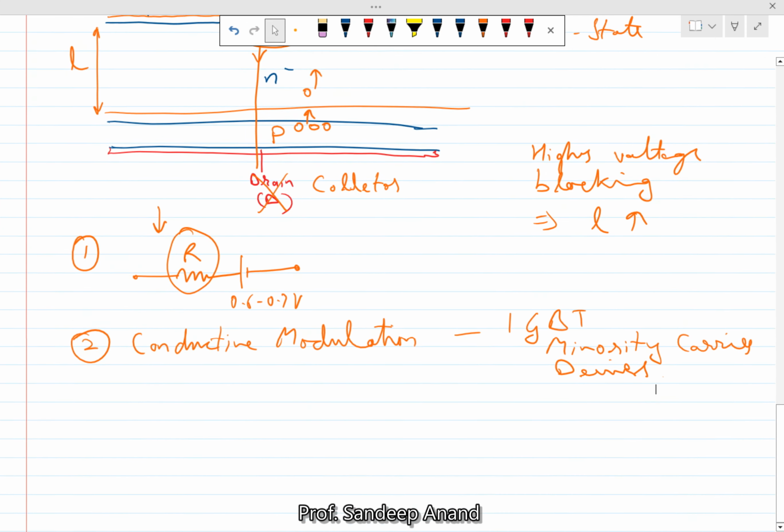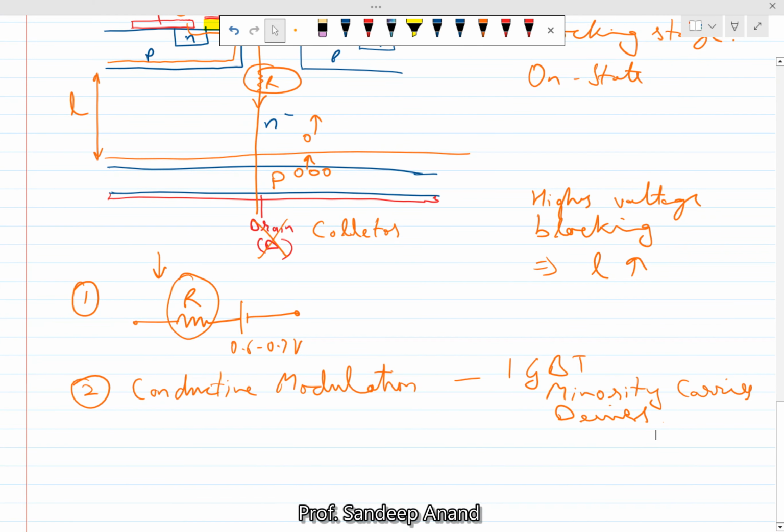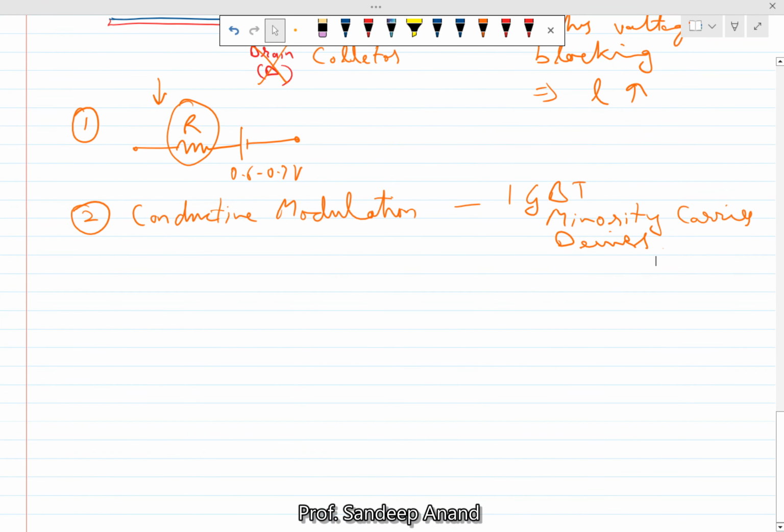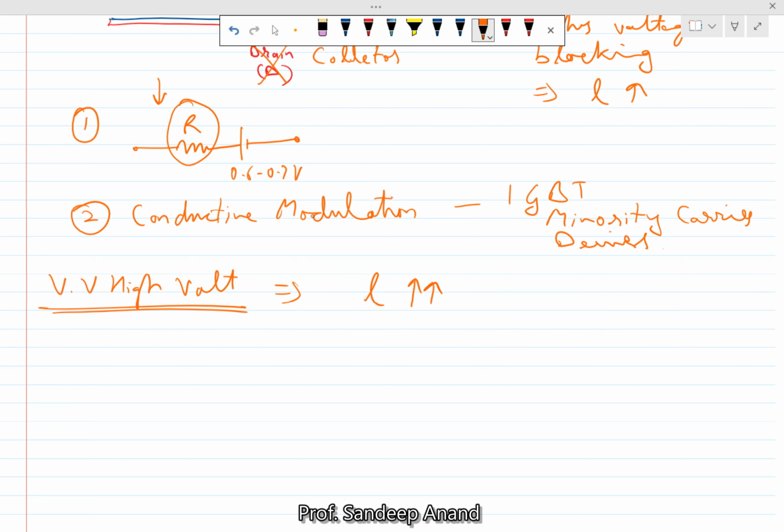So both are contrary, both are opposing forces. Let's see how the effect of one of them becomes dominating when we talk about a certain voltage and current rating, and how the effect of the other one starts dominating in the other case. So let's look at the case of very hypothetically high voltage applications. If you're talking about a very high voltage application, that means the value of L is very large to block that voltage. Therefore the value of R is very large.